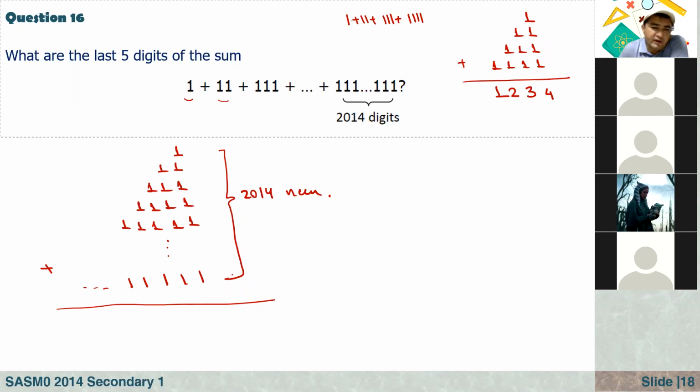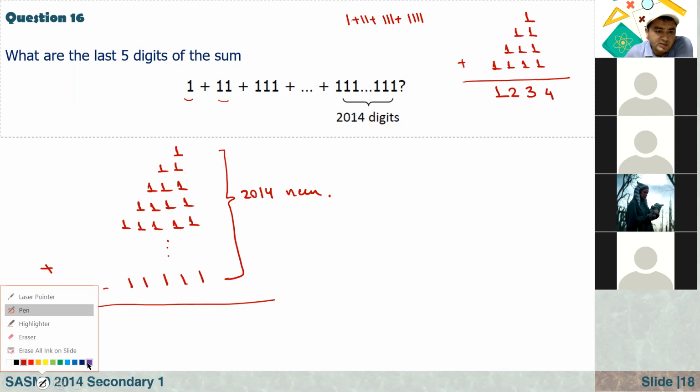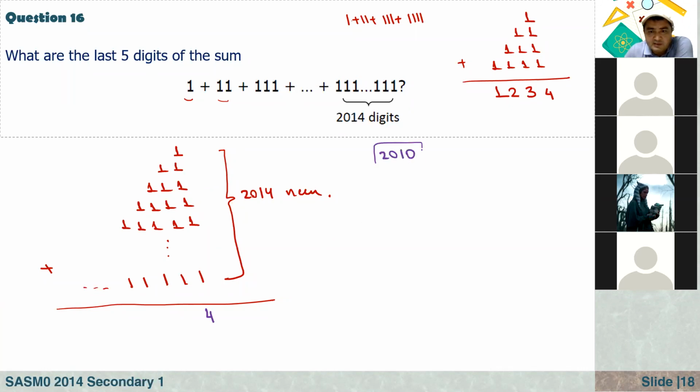Guys, now I'm just going to do a very simple addition here. We have 1 plus 1 plus 1 plus 1. How many ones we have here? 2014, right? So that means that I just write here 4, the last digit. Now I have here 2010, right? We just keep this in mind, right?